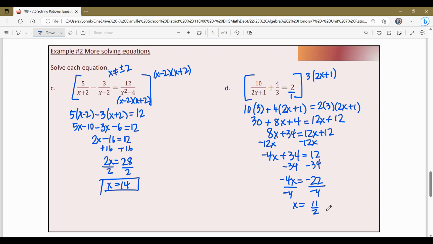It's a nice fraction. You can say 5.5. You could say 5 and 1/2, or you can leave it 11 over 2. Check for excluded values. In this case, the only excluded value that I can't have is if I set this equal to 0, negative 1/2. It's the only excluded value I cannot have.